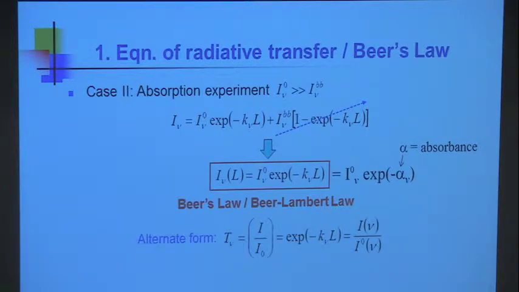You can use different units for I, but the point is, what is the fractional change? That's given by the absorbance. Okay, this is fine. This is the equation of radiative transfer. We still haven't related it to the molecular properties. What do we care about?